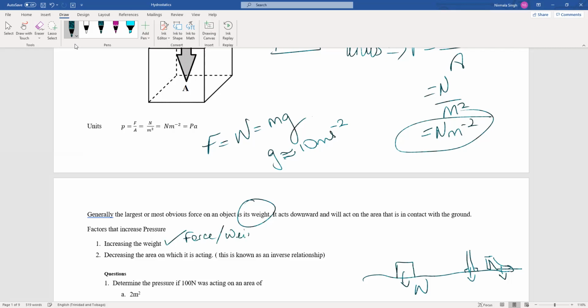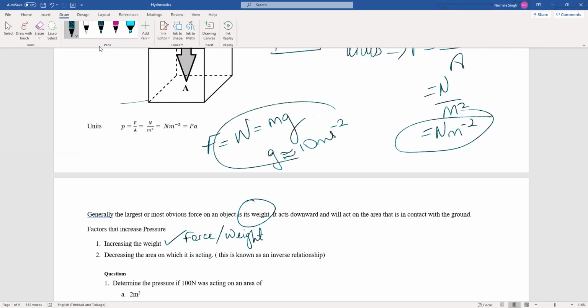Right? Please note from here on, weight and force are basically the same topic. When they don't tell you a force, you can always work out its weight. All right, so how do we work out weight? Weight is just m by g. And then we decrease the area on which it is acting.